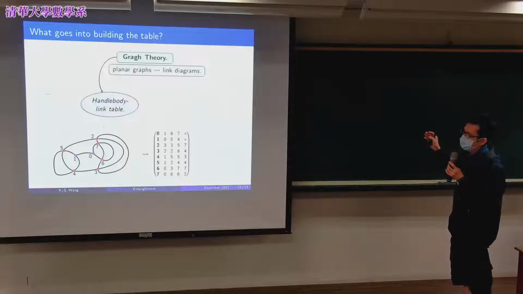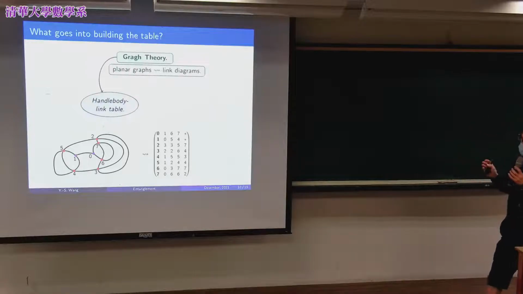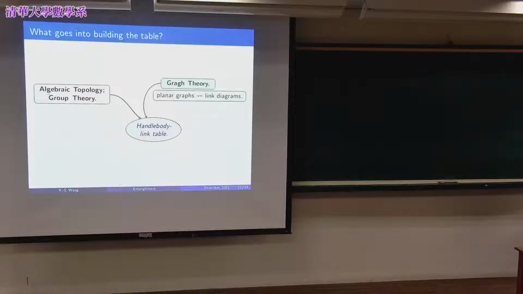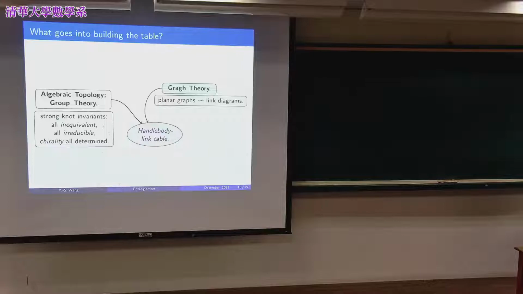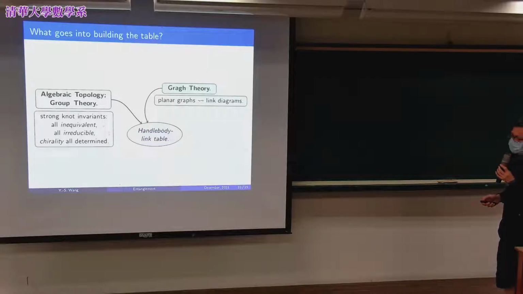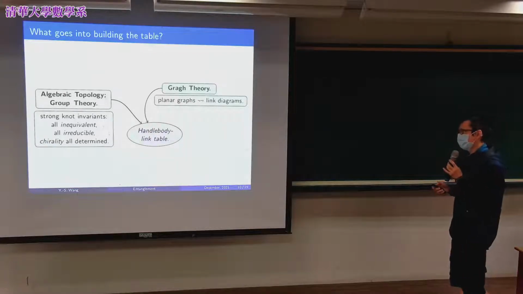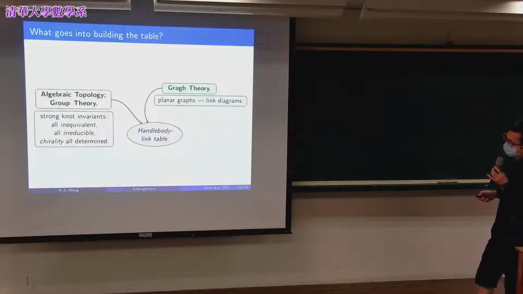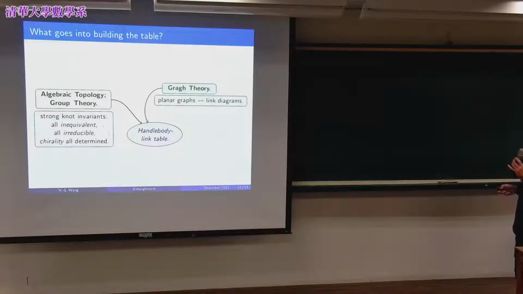A lot of duplication, a lot of reducible objects, and we have to get rid of these illegitimate objects. Because of this, we need algebraic topology and graph theory. The goal is to construct strong invariants to make sure every 2 entries in the table are inequivalent, and none of them is reducible. And better still, we can determine the chirality of all of them. So in contrast to the case of handle-body knots, the chirality of the handle-body links in the table is all determined.